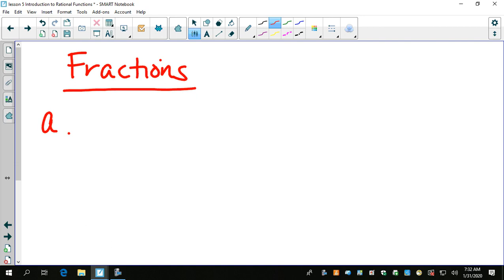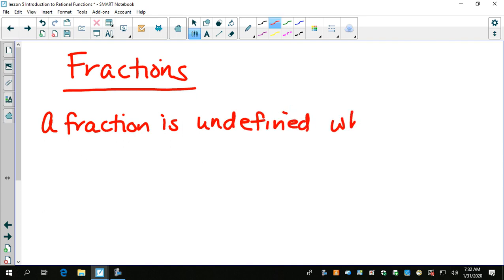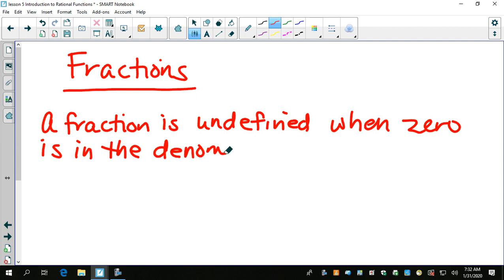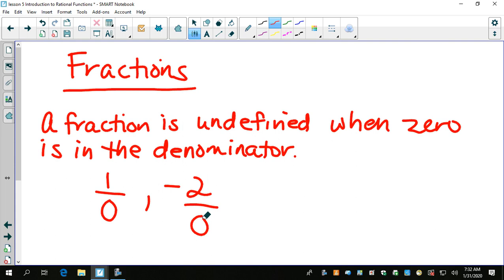So, a fraction, and you guys know this, is undefined when 0 is in the denominator. Right? So 1 over 0, that's illegal. It is illegal. Negative 2 over 0. That's illegal.